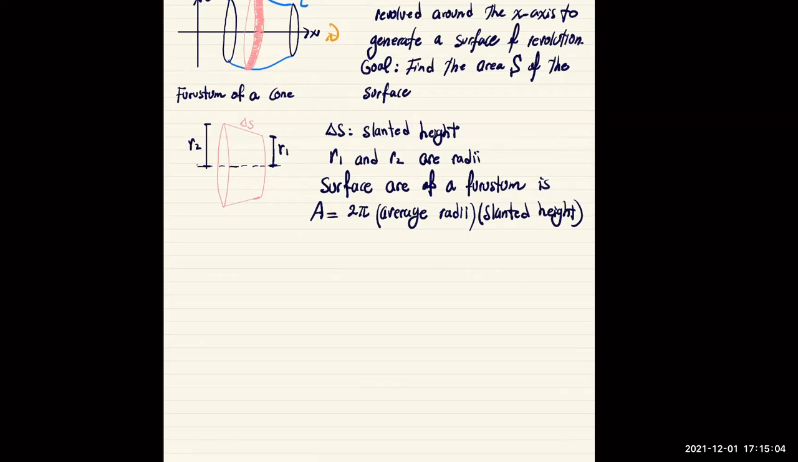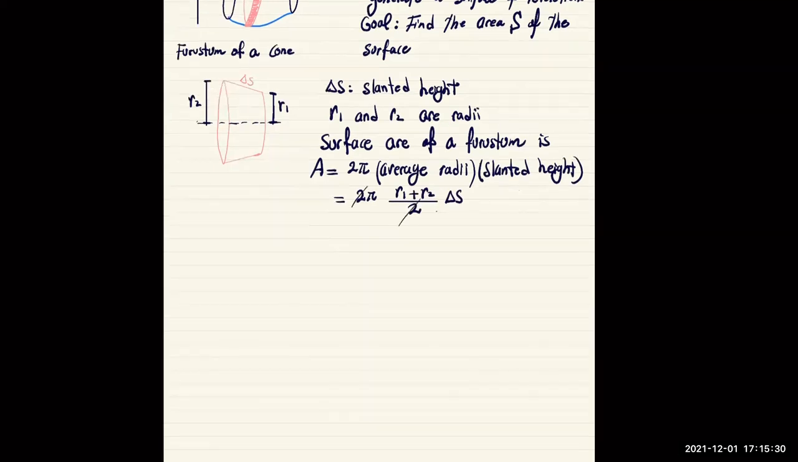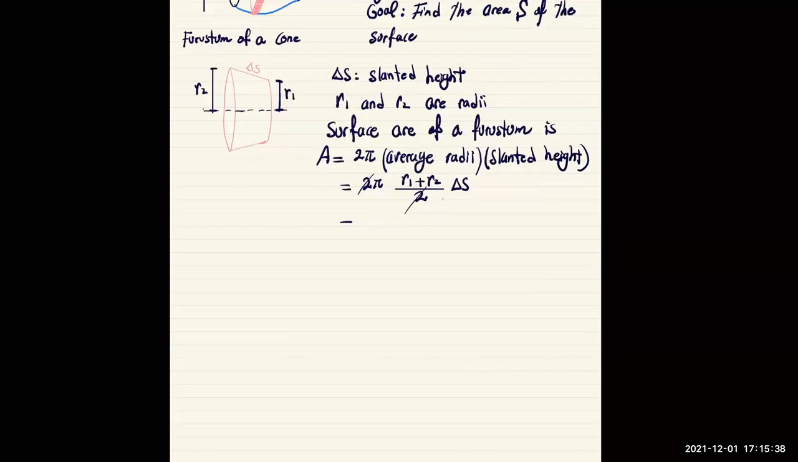Okay, so if we plug in, we get 2 pi times the average radii here. Just average the two radii: R1 plus R2 divided by 2, times the slanted height. In this case, we'll just call that slanted height delta S. Okay, these twos cancel out, and the area here is just pi times R1 plus R2 times delta S.